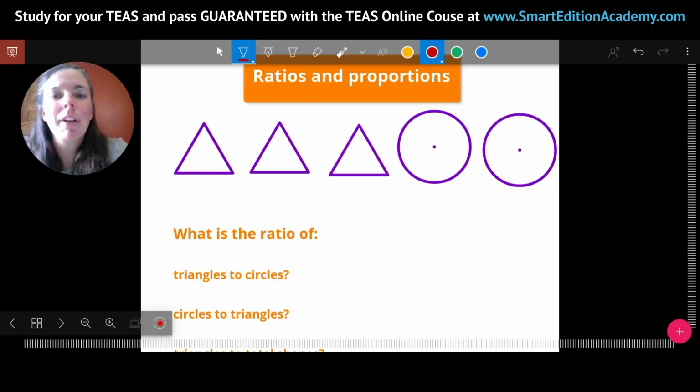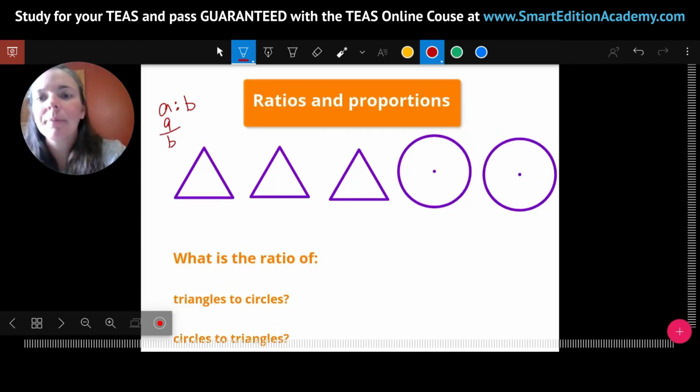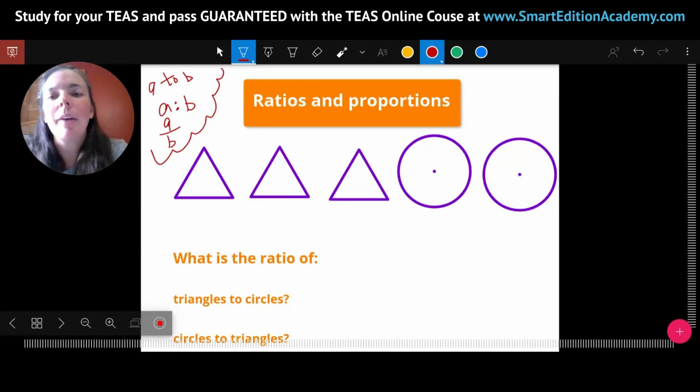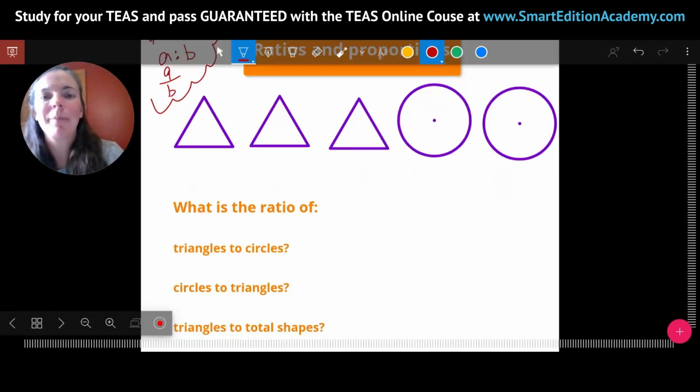So ratios can be written in a few different ways. They can be written with a colon, A to B. They can be written as a fraction, A over B. They can be written as words, and this would literally just be A to B. So we can write them in all different ways. A lot of times with ratios, it's really helpful to write them as fractions, but I'll write them in each way just so you can see how they relate.